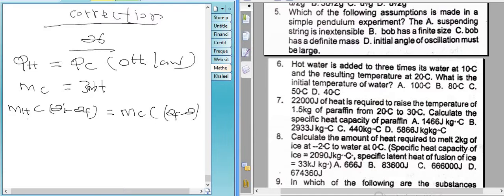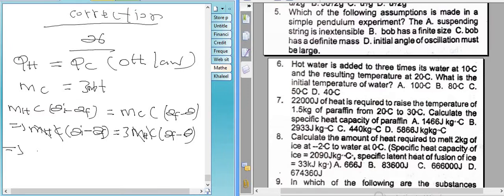So this implies that mass of hot water times specific heat capacity times theta initial minus the final temperature is equal to mass of cold water, which is 3 times the mass of hot water, times specific heat capacity of water times final temperature minus the temperature of cold water. From there, the mass cancels mass, specific heat capacity cancels specific heat capacity, then remains initial temperature minus the final temperature is equal to 3 times final temperature minus the temperature of cold water.